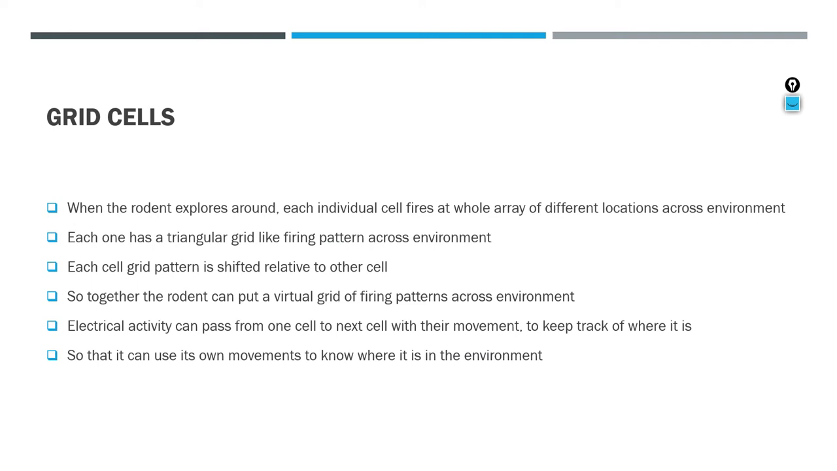Each cell's grid pattern is shifted relative to the other cells. Together, the rodent can put a virtual grid of firing patterns across the environment. When the rodent is moving around and exploring the environment, the electrical activity can pass from one cell to the next cell to keep track of where it currently is in the environment.